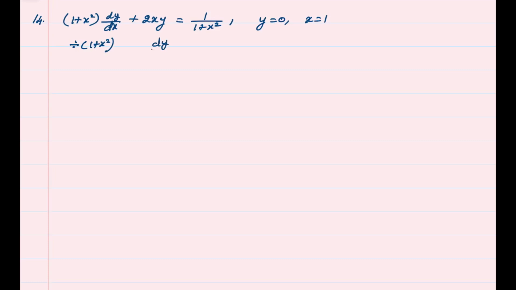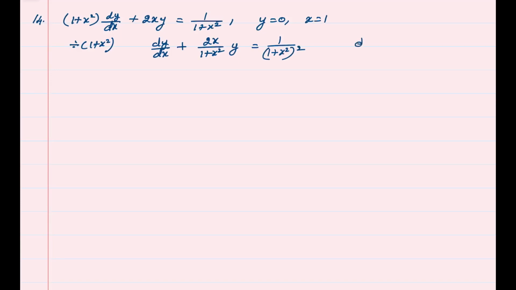Let us do question number 14. The equation is 1 plus x squared times dy by dx plus 2xy equal to 1 upon 1 plus x square. y is 0 when x is 1. Now to bring it to the standard form, we will divide by 1 plus x square. Therefore, dy by dx plus 2x divided by 1 plus x square times y equal to 1 divided by 1 plus x square the whole square.